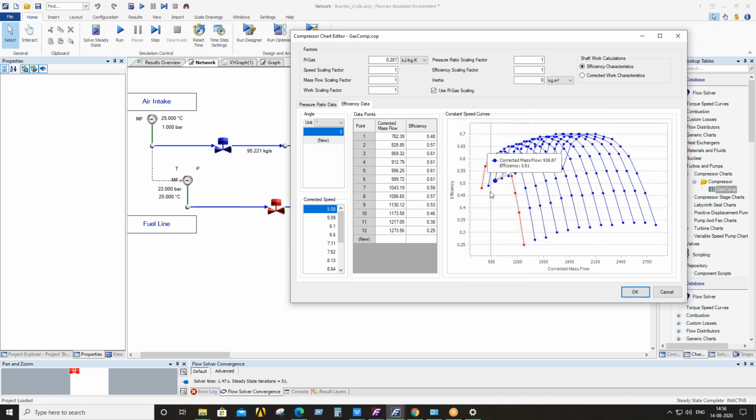From this chart, you can specify different efficiencies. Similar to the pressure ratio chart, we have to only mention the first and the last pressure ratio lines so that all the points will be interpolated between these top and bottom lines.